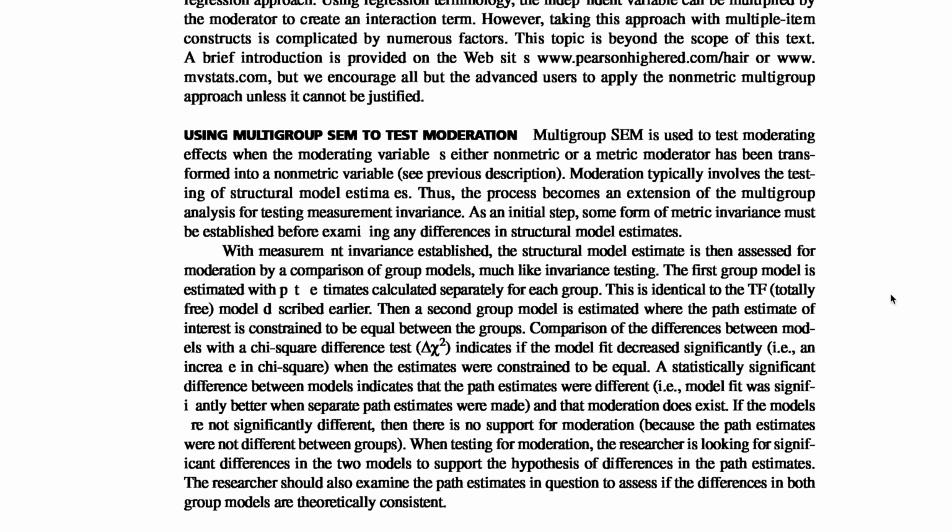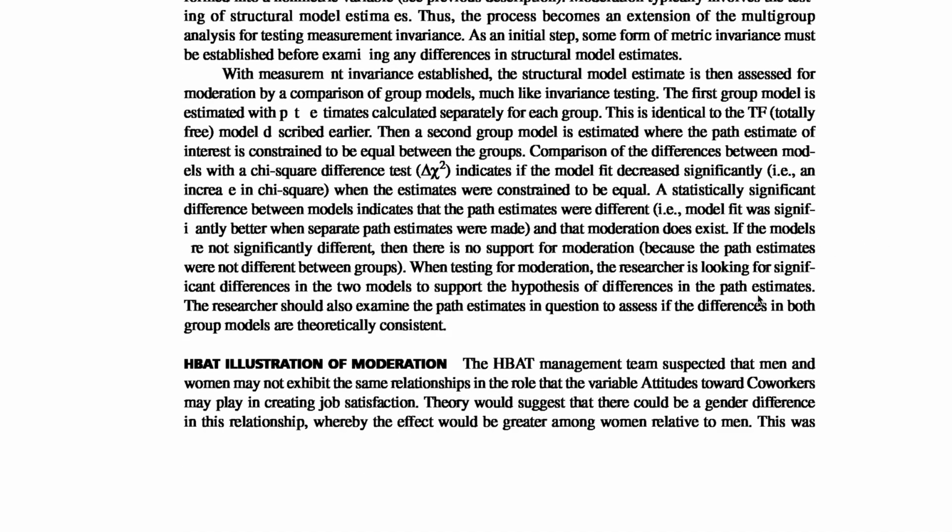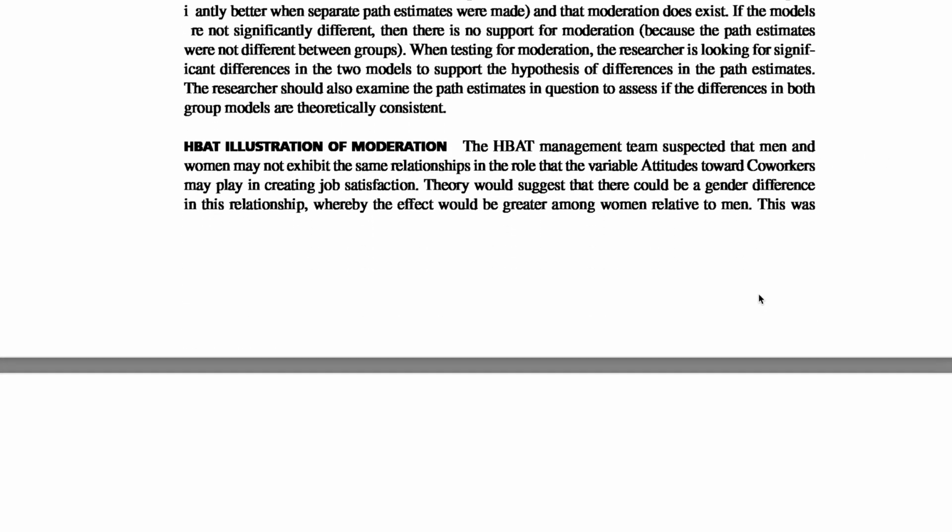When testing for moderation, the researcher is looking for a significant difference in the two models to support the hypothesis of differences in the path estimates. The researcher should also examine the path estimates in the groups to assess if the differences in both group models are theoretically consistent. Let's talk about the HBAT illustration of the moderation.